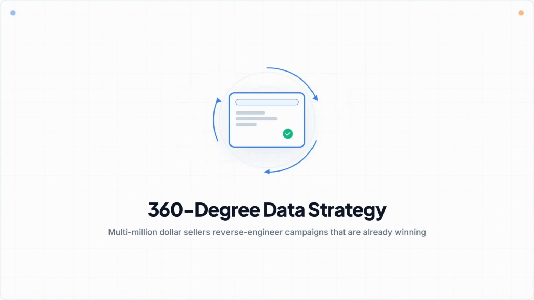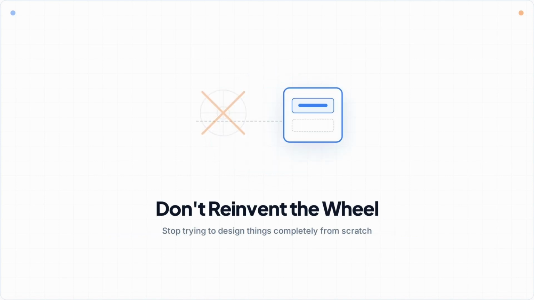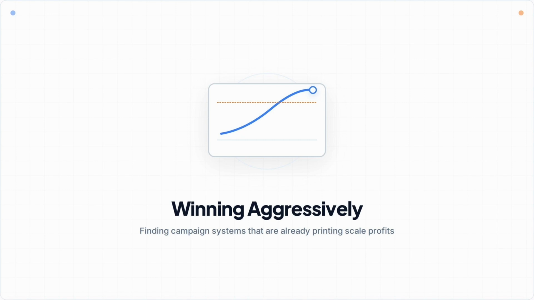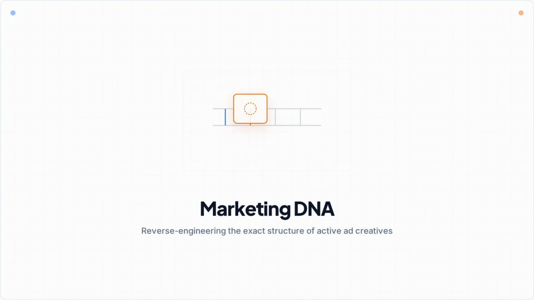Now, the multi-million-dollar sellers don't guess, right? They use a 360-degree data strategy that's based off of actual sales data and actual sales history, and they go after products that are actually working for other people, and they don't necessarily copy, but they reverse engineer what's successful. So instead of trying to reinvent the wheel, you want to find campaigns that are already winning aggressively, reverse engineer the exact marketing DNA behind them, and launch a better version of that.